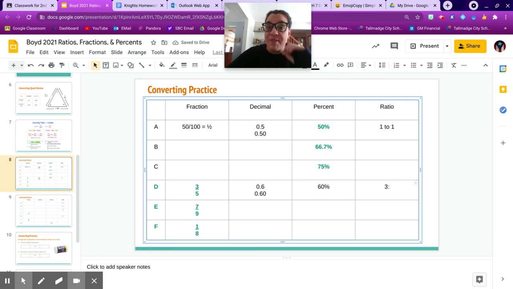And what's 5 minus 3? 5 minus 3 is 2. So 2 is the other part of my ratio. So for 3/5, the ratio would be 3 to 2, because 3 kids like vanilla ice cream, 2 kids like chocolate ice cream, 5 kids all together. All right, I hope that makes sense.